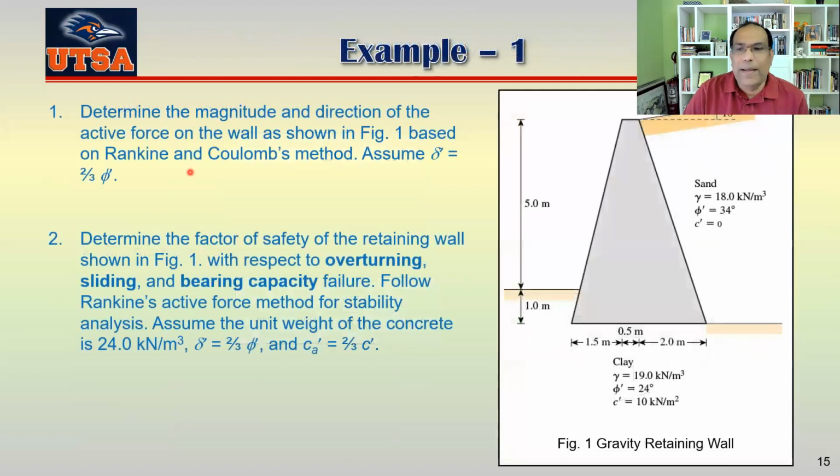Okay. Now I'll show an example of how we have to find the force that's working along that line. This is the second part. Maybe I'm not going to discuss that here because we discussed it in our actual lecture, so if you open that, you can see it. I'm just trying to review this part because I saw that in our last exam, many of you made severe mistakes here. This one says: determine the magnitude and direction of the active force on the wall as shown in figure 1, based on Rankine's and Coulomb's methods.